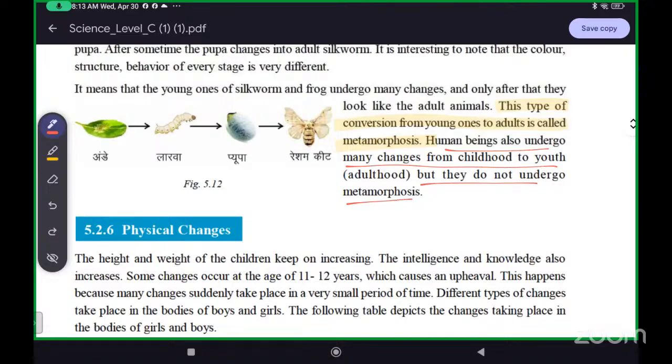Because with metamorphosis, we humans, when we are kids, are identical to our parents. Our mom and dad have two eyes, and we also have two eyes. But frogs and silkworms are completely different organisms when young, totally different, and then they develop into their original species. So the process of development from the young ones to the mature species is known as metamorphosis.